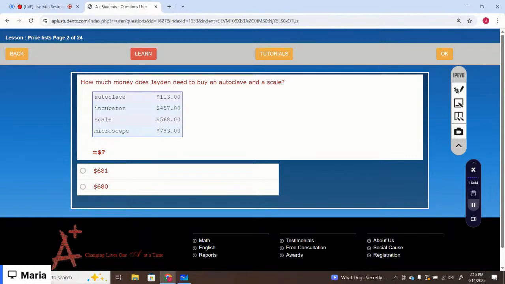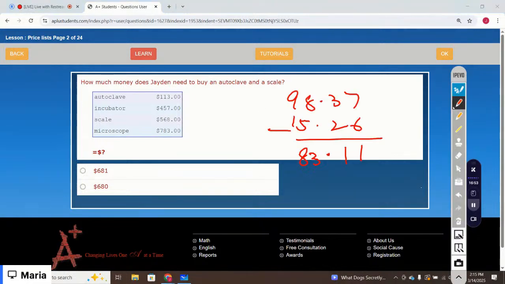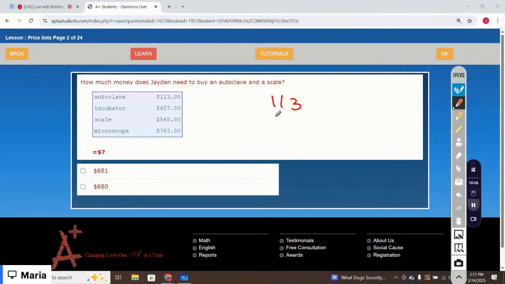How much money does Jaden need to buy an autoclave and a scale? So the autoclave costs $113 and the scale costs $568. So you just have to add because you need to calculate the total money, right? 8 and 3, 11. 6 and 1, 7 and 1, 8. 5 and 1, 6. That is $681. Option number 1 is the correct option.